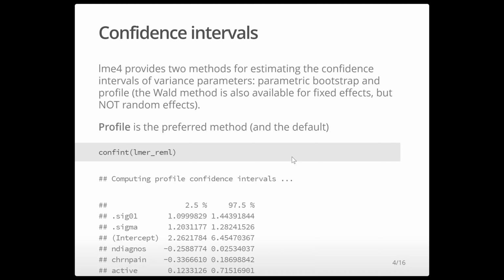You see here when we call the confint function, profile is the default, and we get these confidence intervals. As long as these don't include zero, then we determine that these variances are significantly different from zero. And we can also likewise use these methods for confidence intervals for the fixed effects.